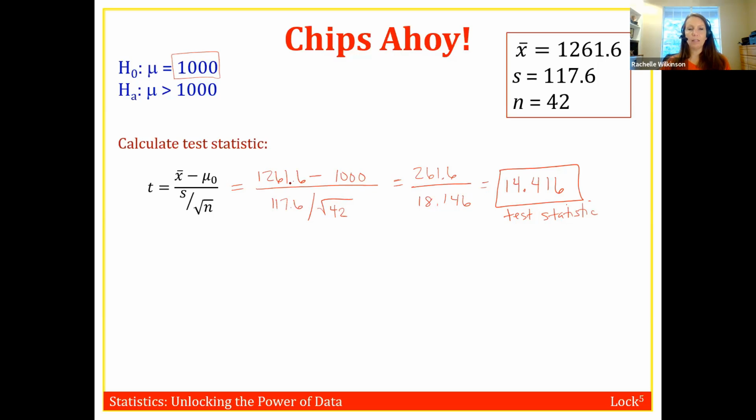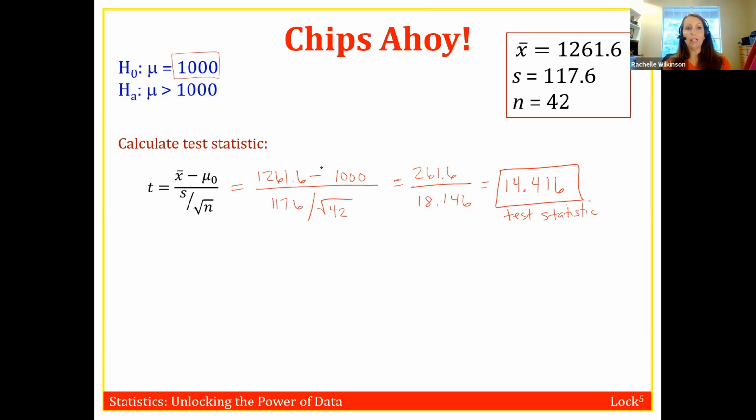One computational error that I see a lot here is people do the numerator, 1261.6 minus 1,000, so then you get 261.6, right? Then they leave that number in their calculator and say divided by 117.6, divided by the square root of 42. So it ends up looking like a string of divided-bys.